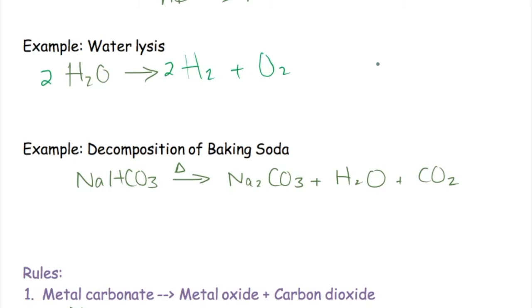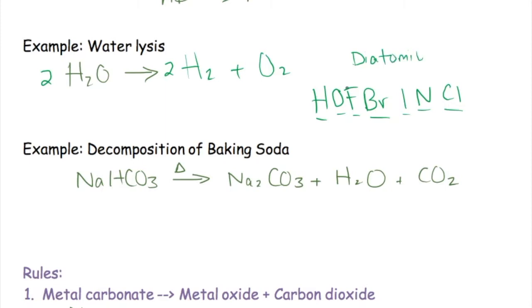And just a side note, I hope you guys remember the Hofbrinkel. All of these elements, hydrogen, oxygen, fluorine, bromine, iodine, nitrogen, and chlorine, whenever they're in the gaseous form, in the natural form that we find them on Earth, they're always diatomic. Diatomic means they come in 2s. H2, O2, F2, Br2, and so on. So don't forget that, it's important.